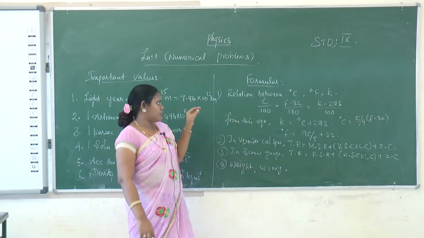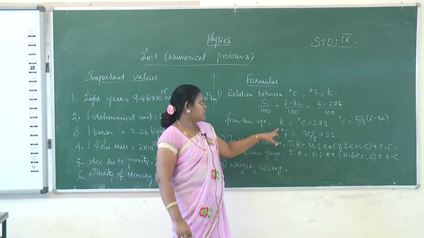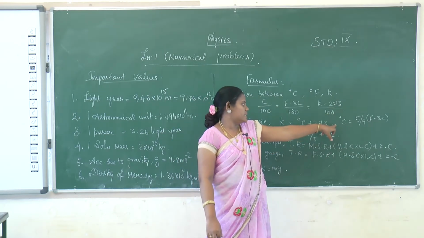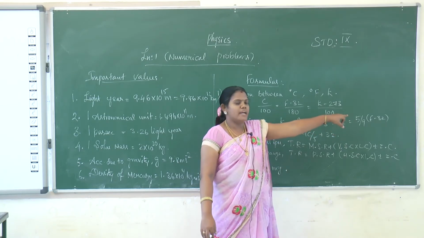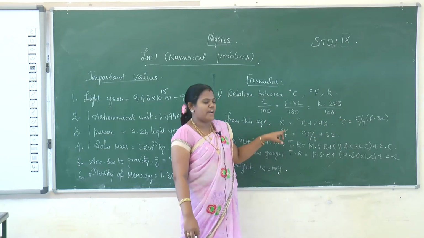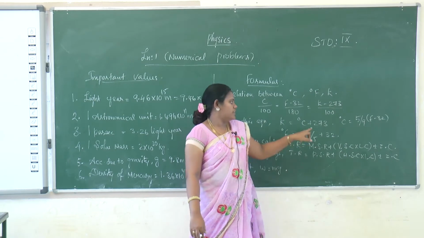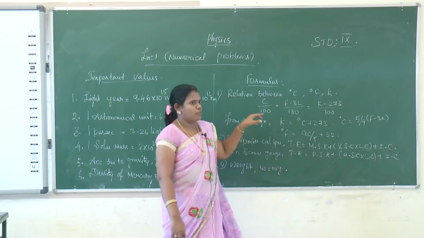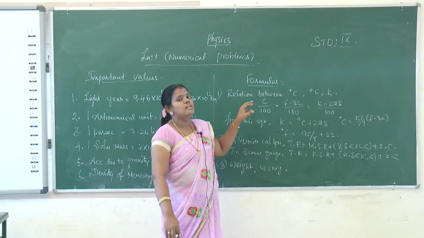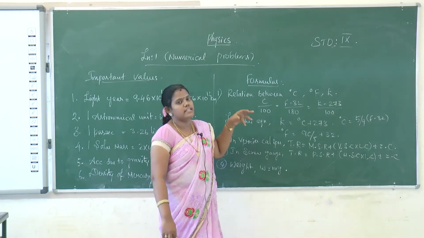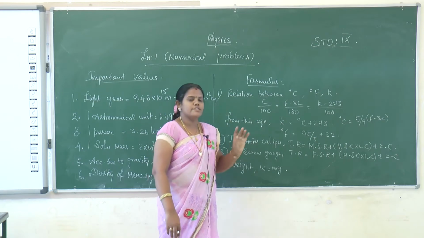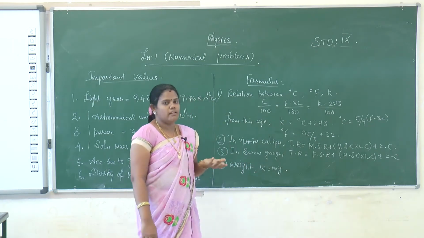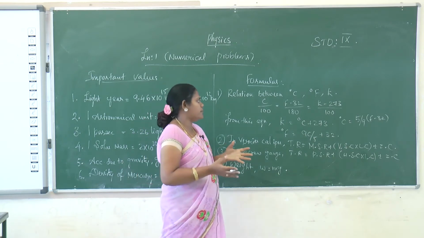Okay. From this equation, how do you calculate the Kelvin? Kelvin is equal to degree Celsius plus 273. Degree Celsius is equal to 5 by 9 into F minus 32, and degree Fahrenheit is equal to 9 times degree Celsius by 5 plus 32. From these equations, we can easily convert Celsius to Kelvin, Celsius to Fahrenheit and Fahrenheit to Kelvin. Many more conversions can be done using this formula.